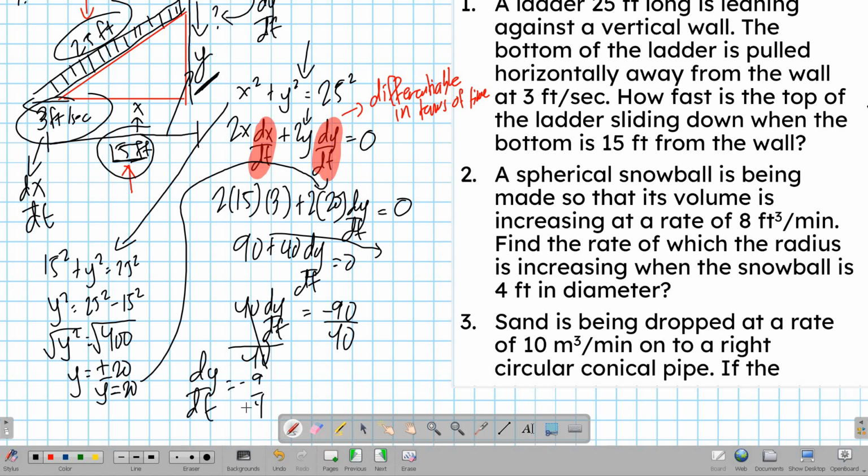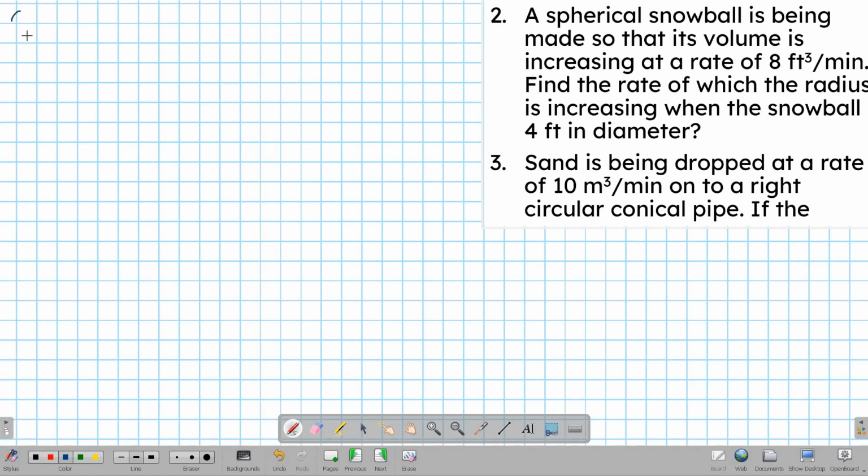Now, that is actually quite consistent because as you can see here, it's going down. So since it's going down, it has to be negative. So the velocity is negative 9/4 feet per second. That's how fast the ladder is sliding down. Now let's go to number 2.